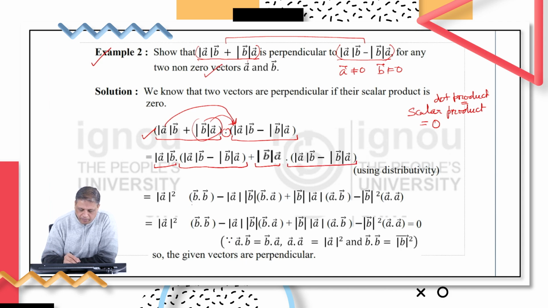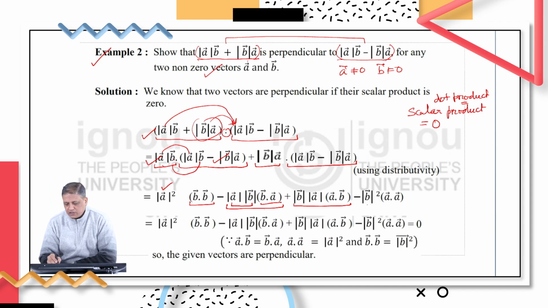Now again opening the braces, magnitude of A multiplied by magnitude of A, so you will be getting magnitude of A square, and the second part will be B vector dot B vector. So we opened the braces, and the second expression will turn out to be magnitude of A into magnitude of B into B dot A. So B dot A is the next term. Opening the braces again, you will be getting magnitude of A, magnitude of B into A dot B minus magnitude of B square into A dot A. So this is how we are going to open the braces.